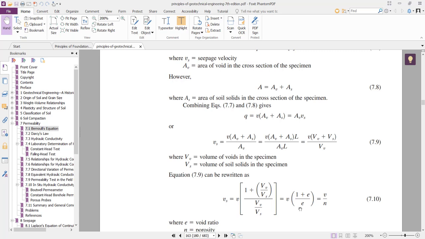So we can see that the seepage velocity is equal to V over n, and we know n from the lecture when we talked about the modified Mohr-Coulomb, where we said that the porosity is always less than 1, because the porosity is the volume of the voids over the total volume. So the speed of the water inside the soil, the seepage speed, is always larger than the discharge speed.